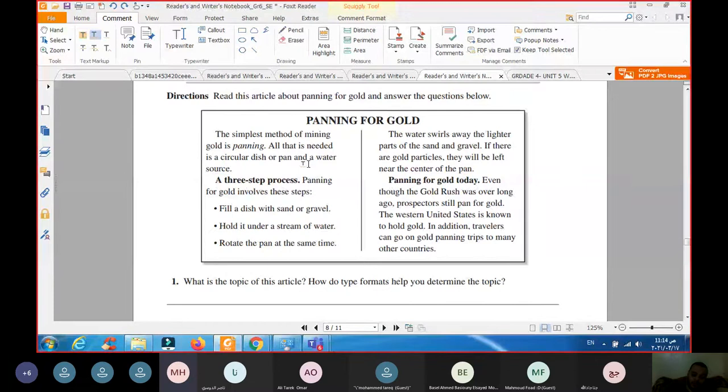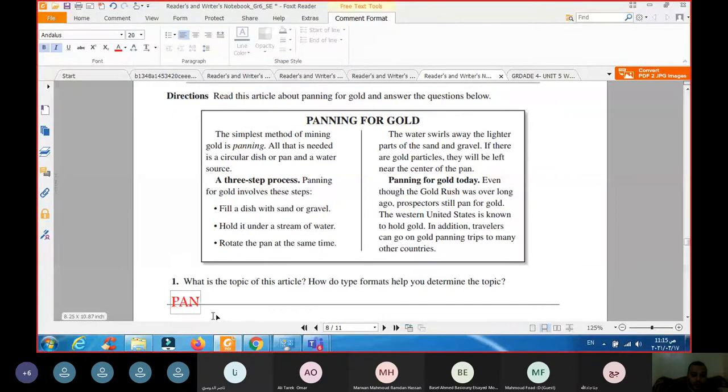I read from the simplest. Yes, from that sample. The simplest method of mining gold is... First of all, what is the topic? Panning for gold. I think so. He was asking for the topic here, so we can write panning for gold. Yes, am I right? Yeah. So please, boys, go on and write.